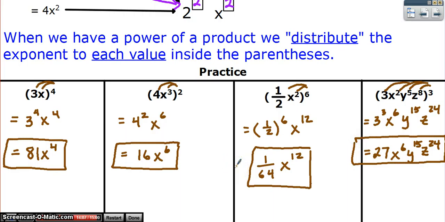All right, we're going to cut it there, come back to see part 2 to get the rest of the properties of exponents.